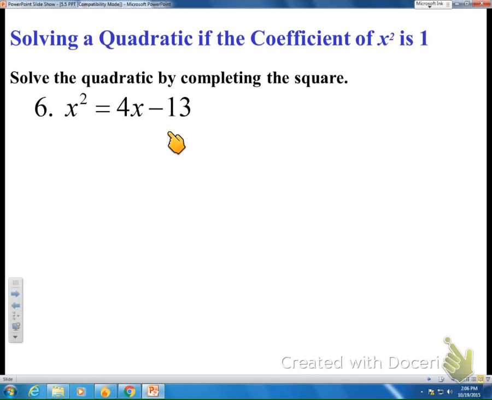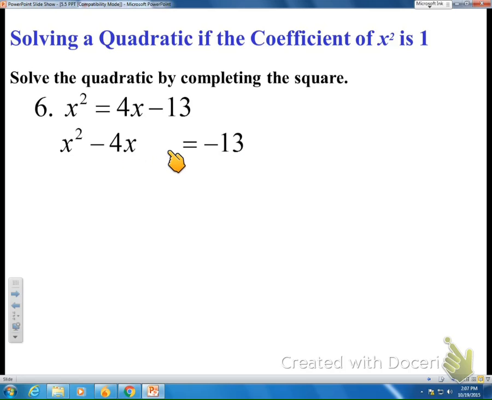Typically, or the steps before, move your constant. But here's the thing, I want the constant isolated on one side and the quadratic and the linear term on the other side. So this is an example where I'm actually going to move that linear term to the other side by subtraction, and I get x squared minus 4x equals negative 13.